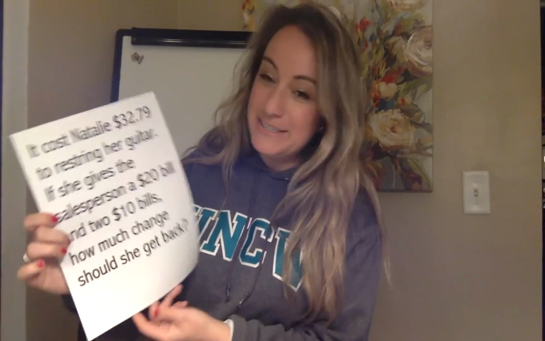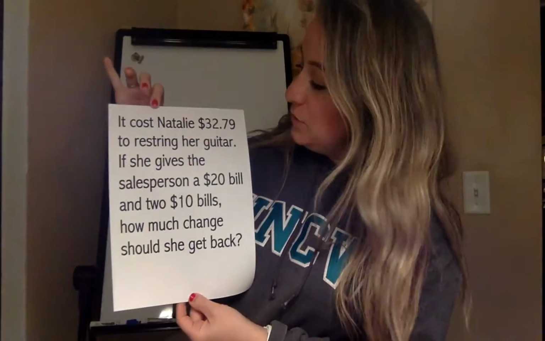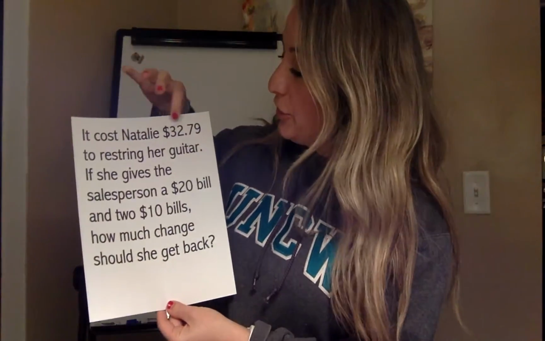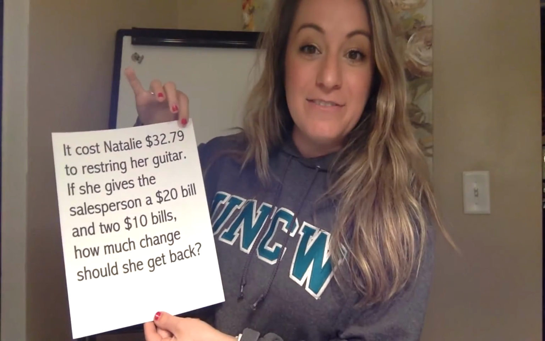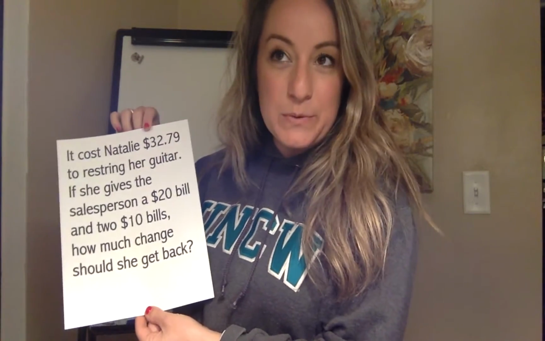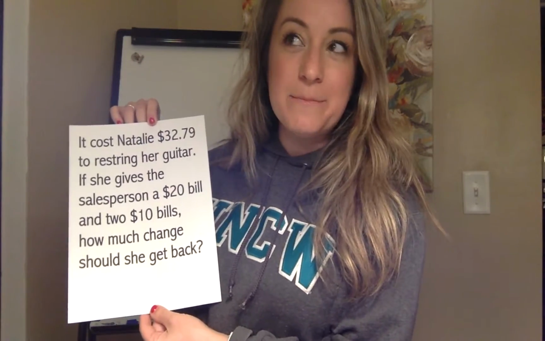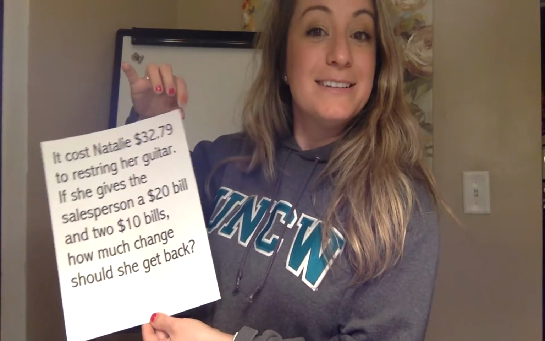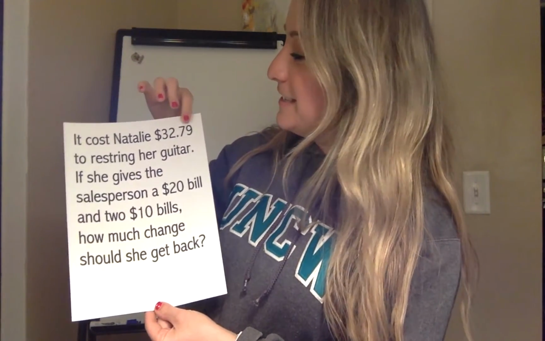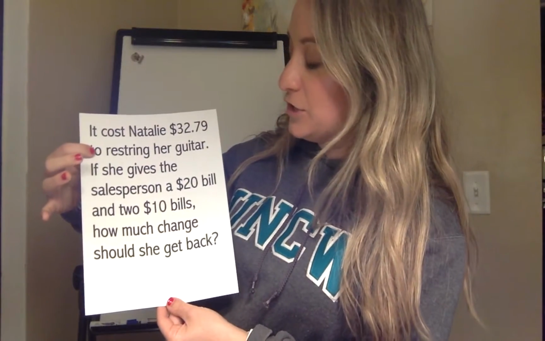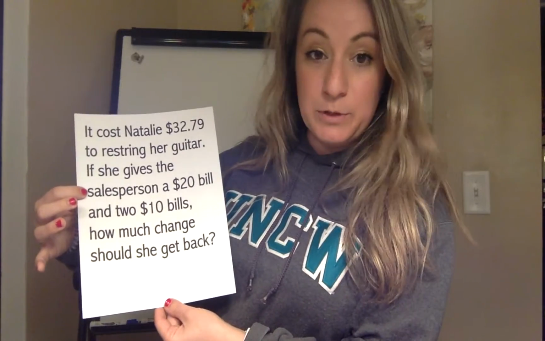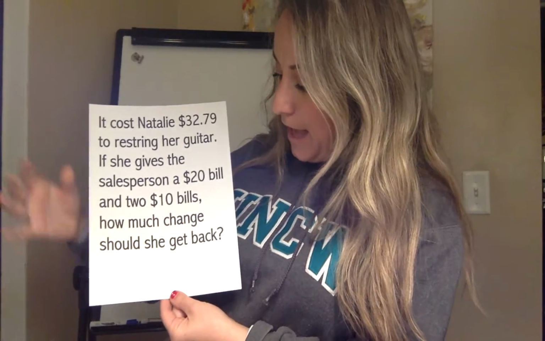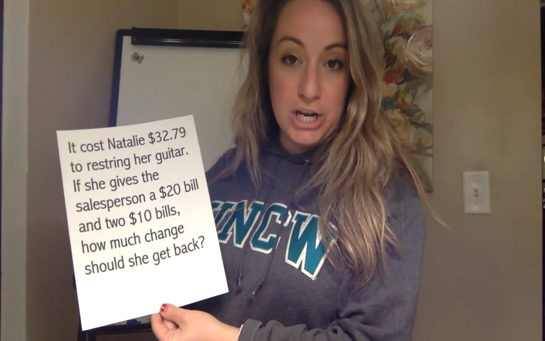The first question says, it cost Natalie $32.79. Notice how I'm reading that decimal point. $32.79. That's why back when we were on topic 3, we didn't read those big numbers, 1,407, because that would be read as a decimal. So, $32.79 to restring her guitar. If she gives the salesperson a $20 bill and two $10 bills, how much change should she get back?